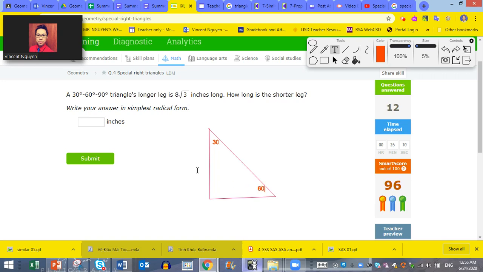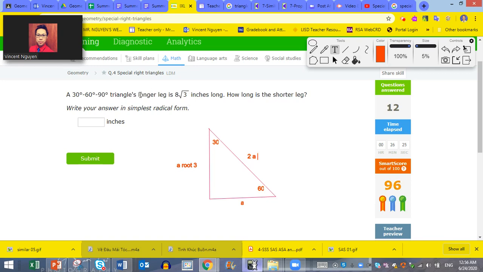Oops, 60. Which means this down here is A, because that's the short leg. Up here is A root 3. And this here is 2A, right? 2A.